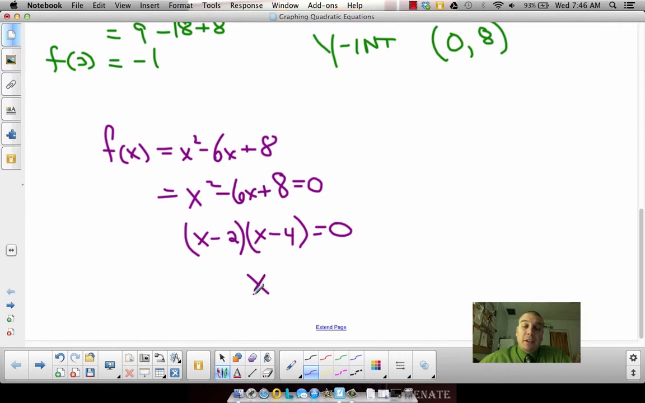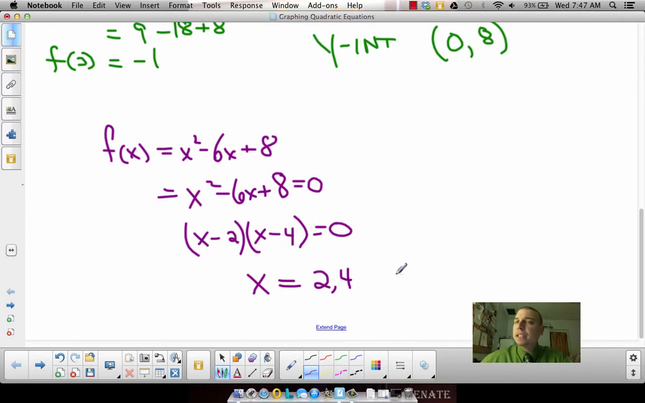Now I'm almost done. I just have to figure out what x actually equals. So what values of x would make this whole thing 0? If I put a 2 in here, 2 minus 2 is 0. 0 times anything is 0. So 2 works. Then I look here. What value should I put in here to make this 0? And remember, it's basically like looking at it and saying, hey, you know what? It's the opposite sign of that number. So if I put a 4 in here, 4 minus 4 is 0. Who cares what this is? Because if this is 0, when I multiply, I'm going to get 0.